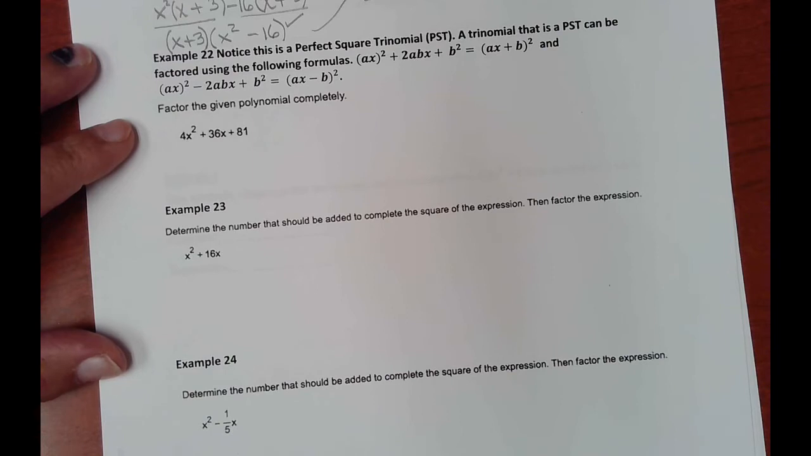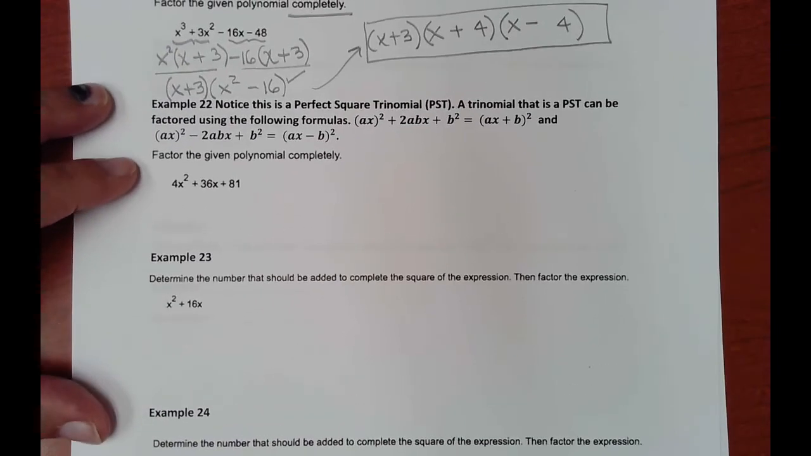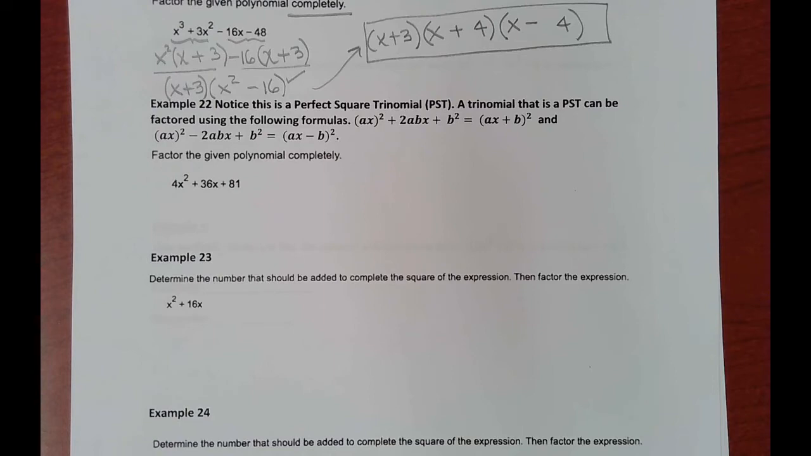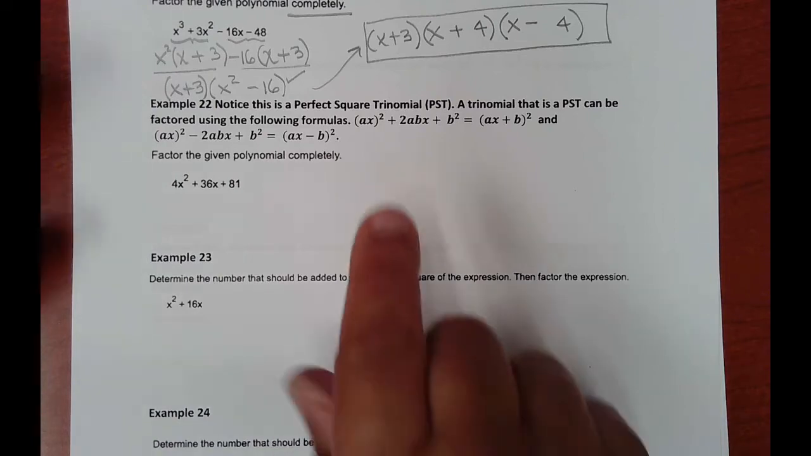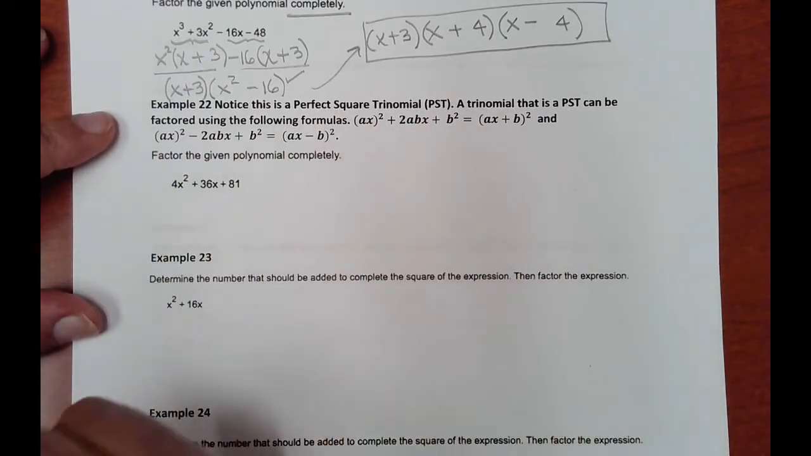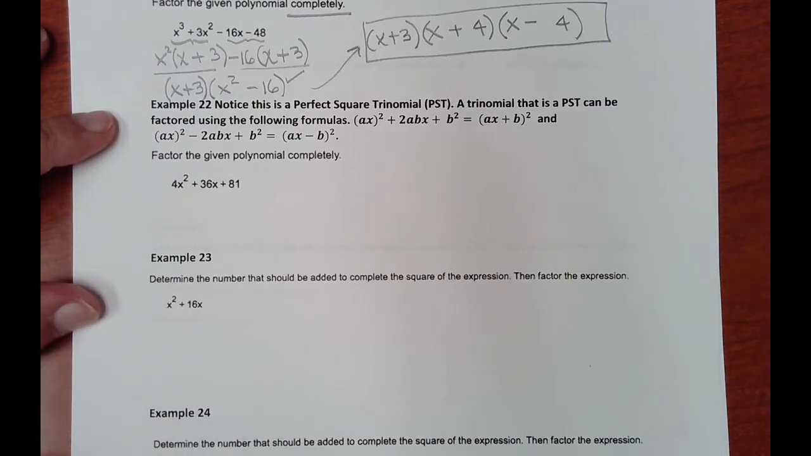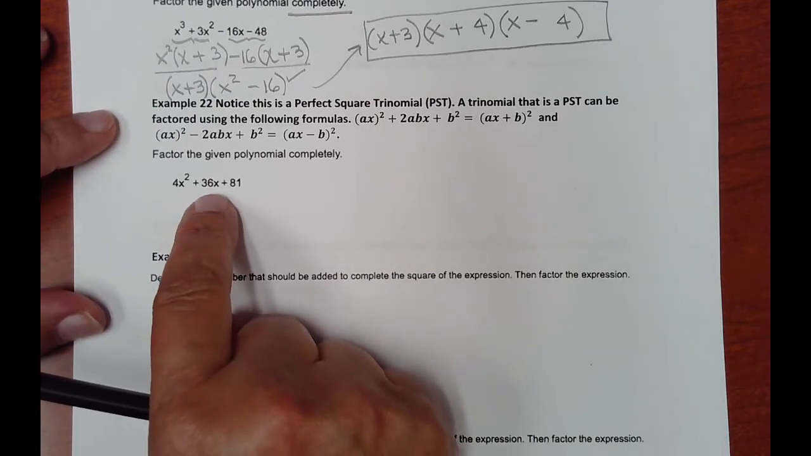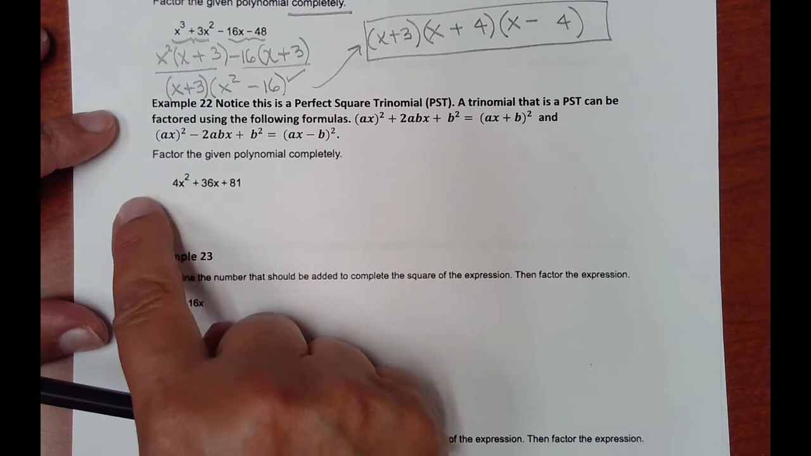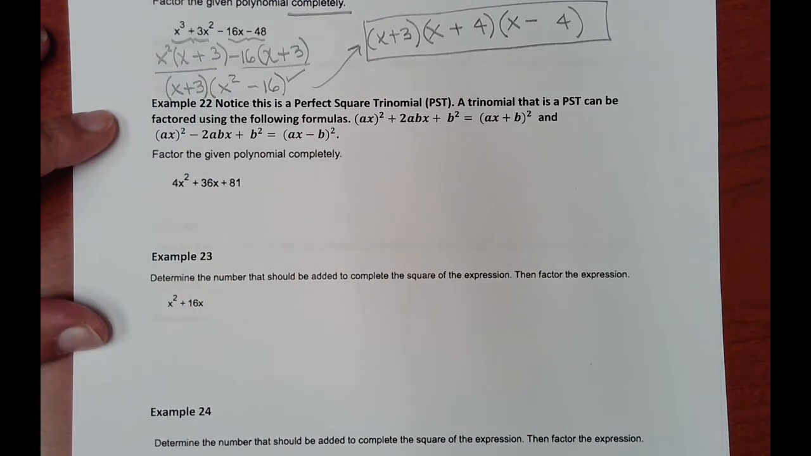I wanted to refamiliarize you with perfect square trinomials. They give you a way to check this, but I think it's easier if I just show you how to check it from the problem. It'll be easier to understand. Okay, so you can see that this is a trinomial.